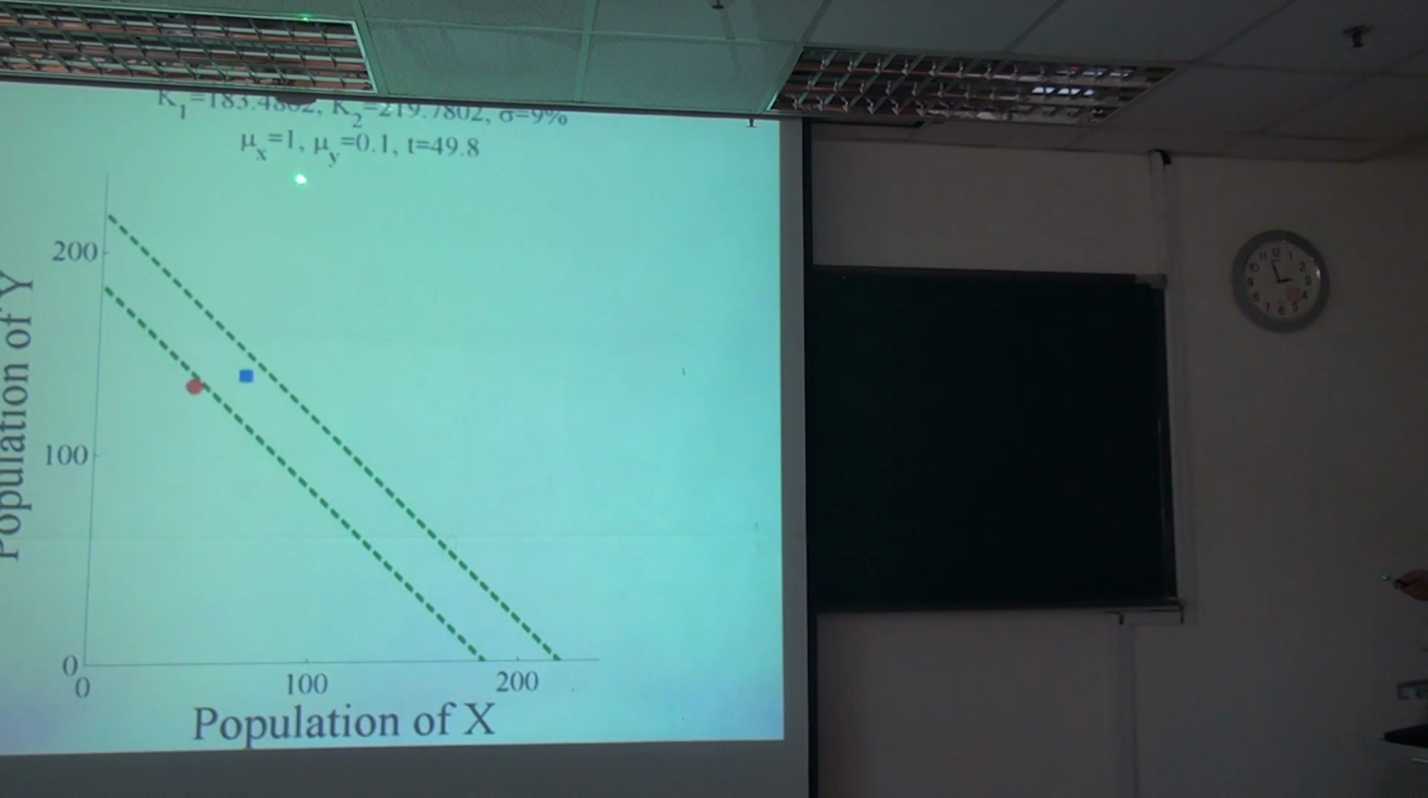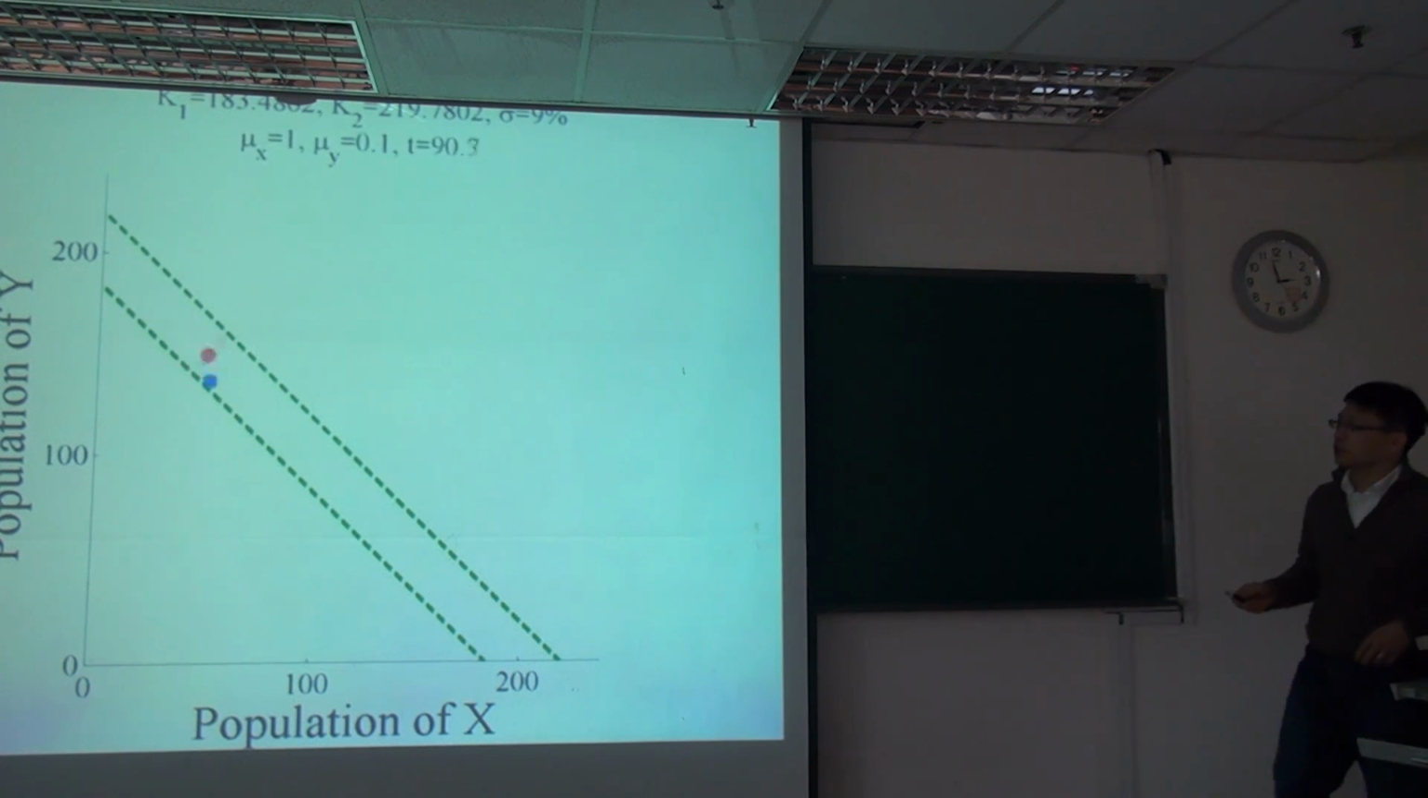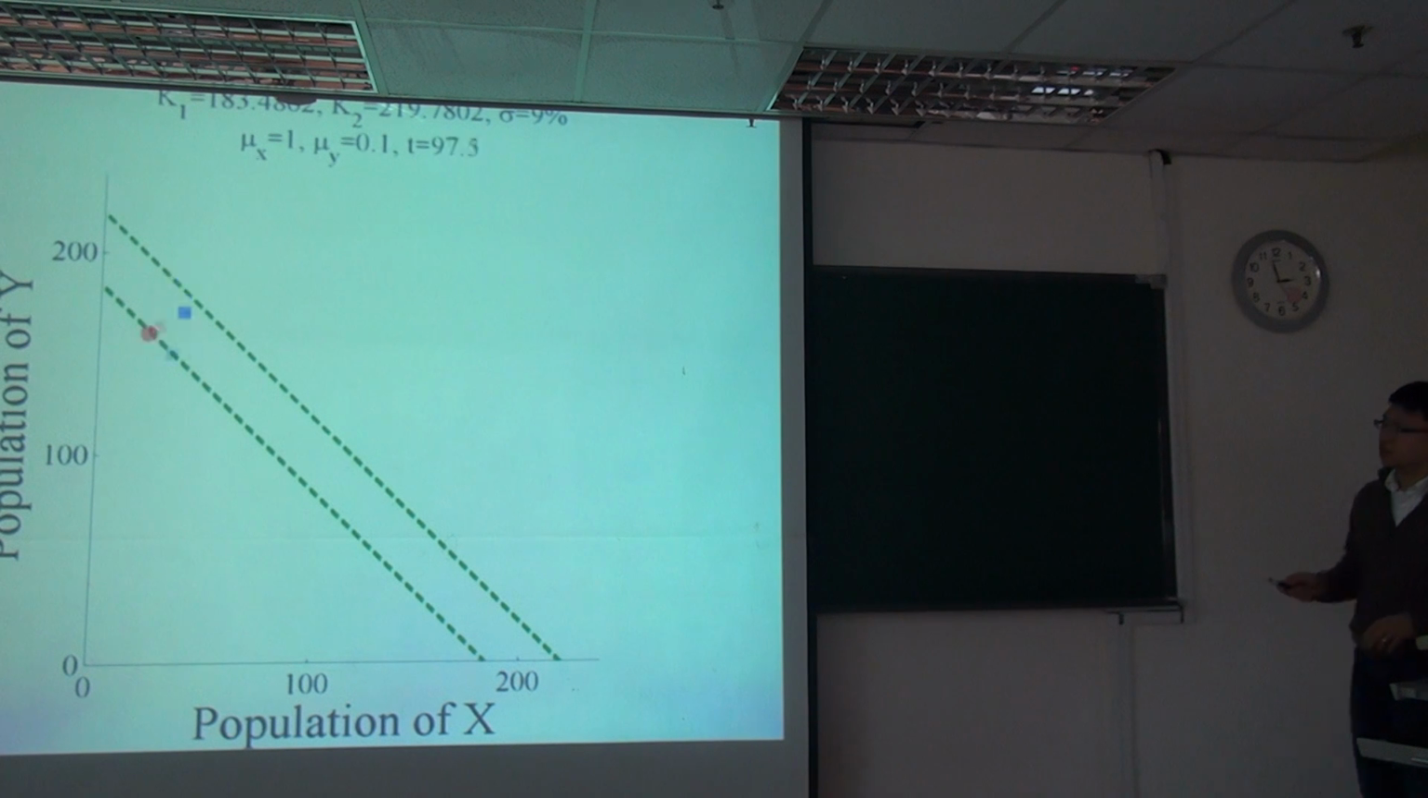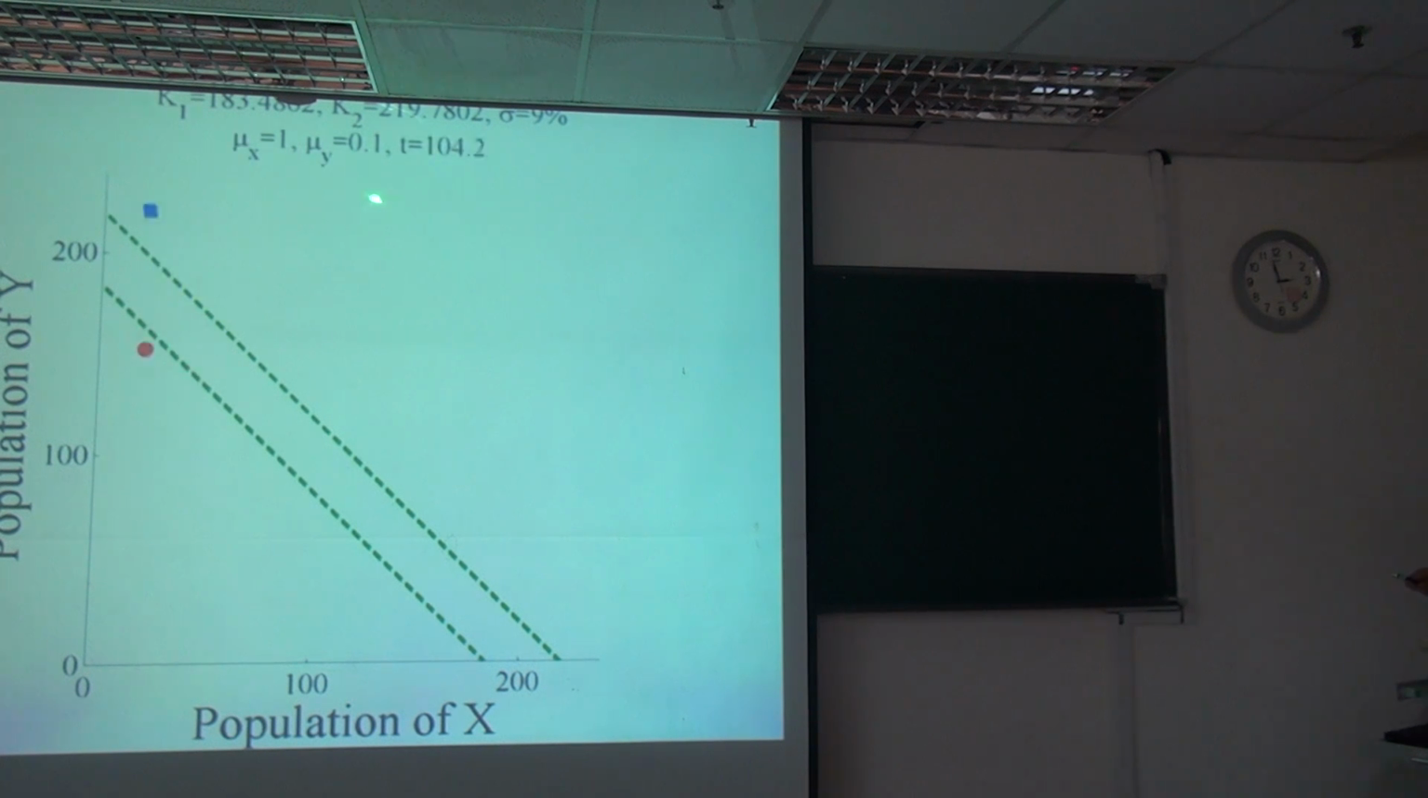Notably, in the rest of this talk, I'm going to assume that x is moving faster than y. So mu x here is 1, and mu y here is 0.1. That means in one generation, species x hops 1 time on average, and in 10 generations, species y hops 1 time. So this is a typical simple path that you will see.